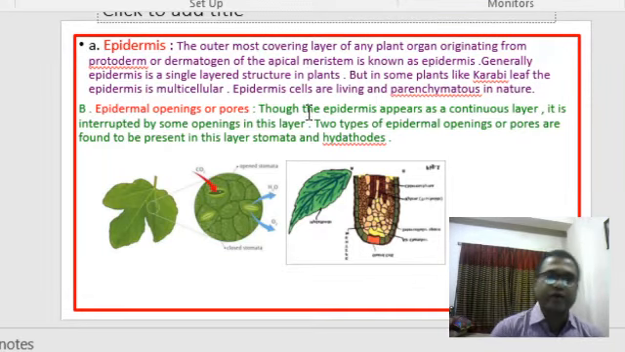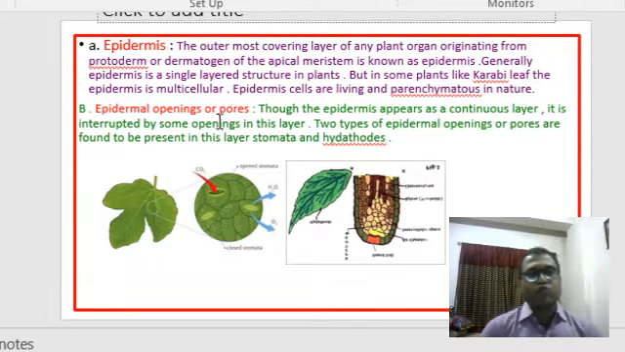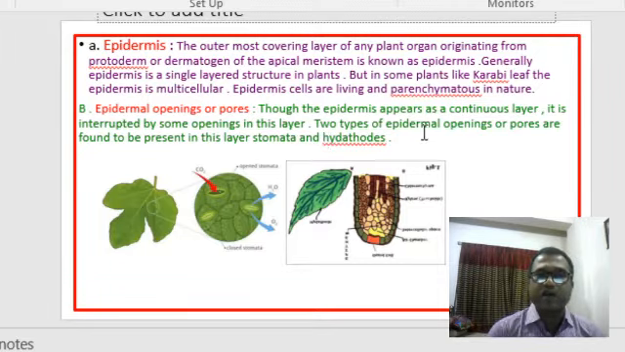Next, topic 6, epidermal opening or pore. What are epidermal openings or pores? Though the epidermis appears as a continuous layer, it is interrupted by some openings in this layer. Two types of epidermal openings or pores are present in this layer. First one is stomata and second one is hydathode.